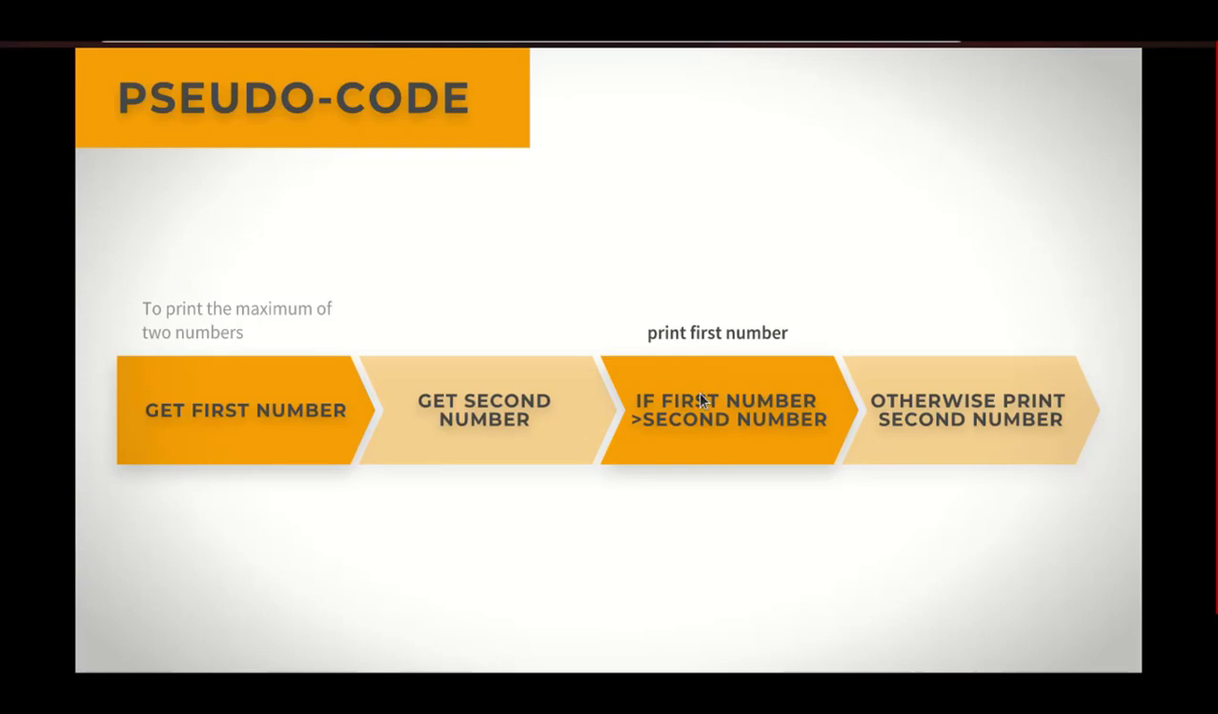Then we start the comparing. If the first number is greater than the second number, then the first number is obviously the maximum of the two, so we print the first number. Otherwise, we print the second number. So basically, this is how our code is going to be implemented: it works step by step. We get the numbers, then we compare, and then we print.